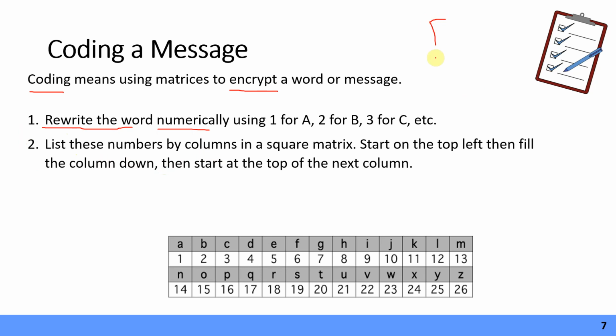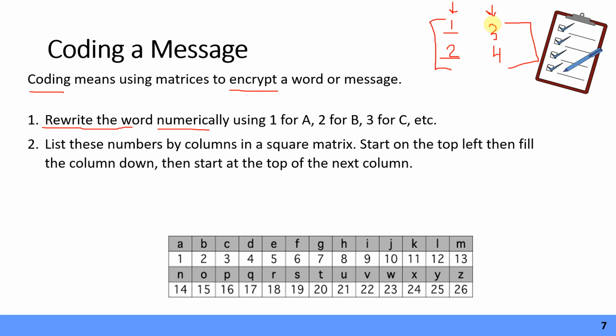So you're going to create a square matrix and you're going to start by listing the numbers down. You have to fill up a column first, starting on the top left and filling down. Once you reach the end, you start on the next column. So again, you're going to start here, 1, 2, and then you're going to start up here, 3, 4. That's the proper order. Again, start at the top, fill up the column, and then move on to the next column.